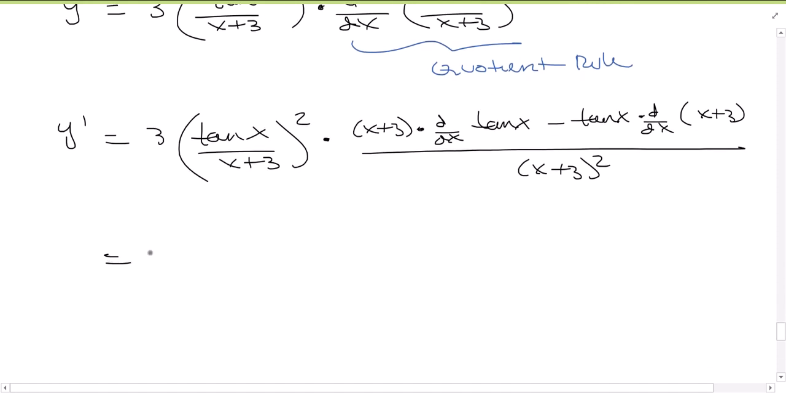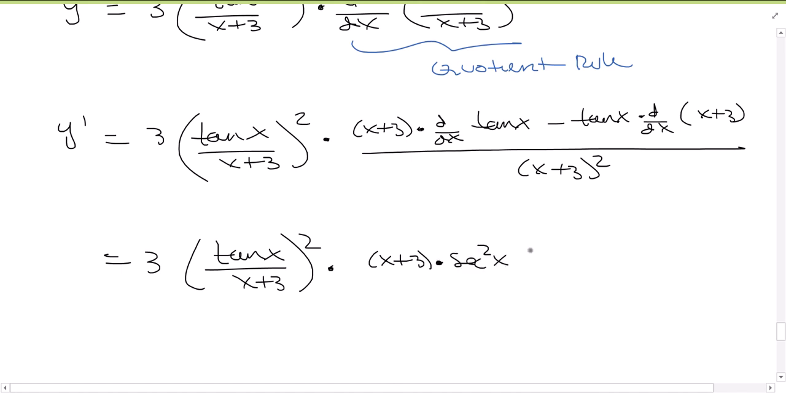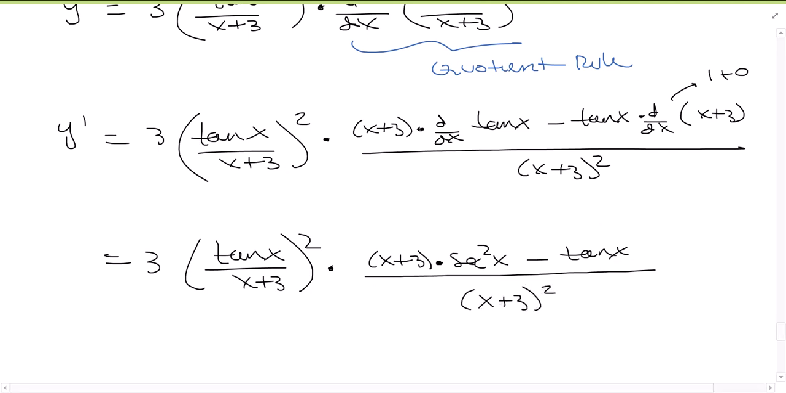And so let's do those derivatives. So I'm going to have 3 tangent x over x plus 3 squared times, let's see, x plus 3 times the derivative of tangent, which is secant squared x, minus tangent x times the derivative of x plus 3. The derivative of x is 1 and the derivative of 3 is 0, so just times 1, so we don't need to write that one, over x plus 3 squared.